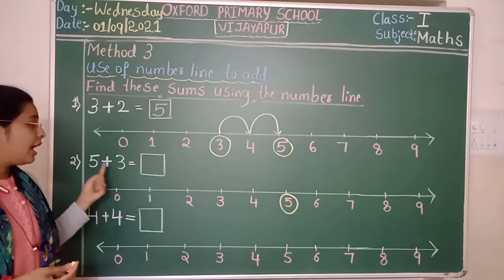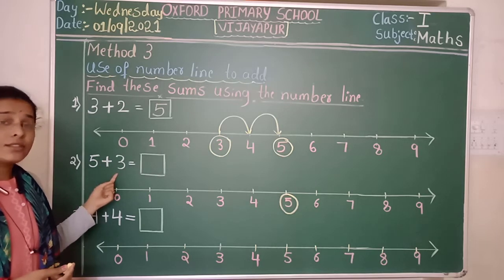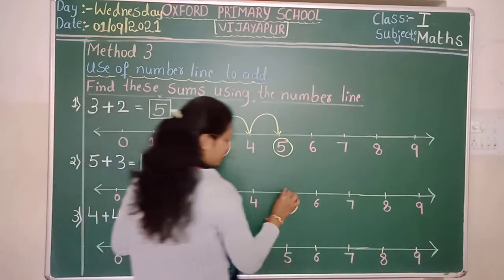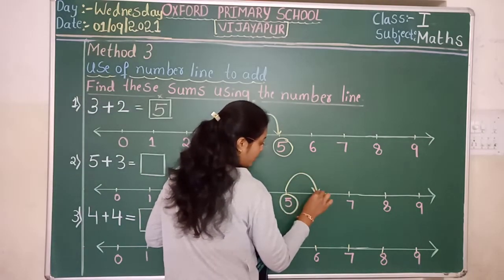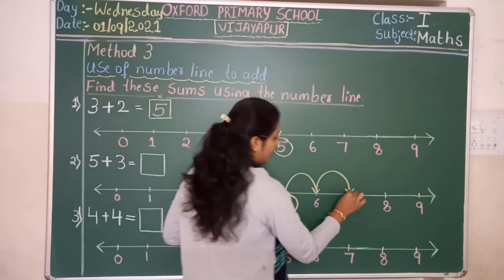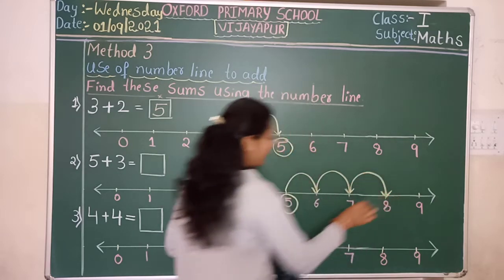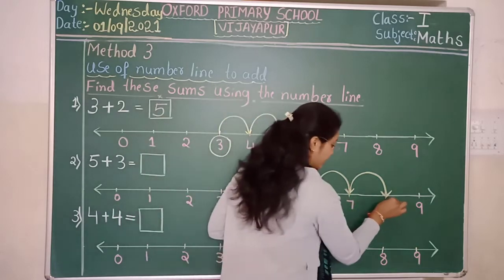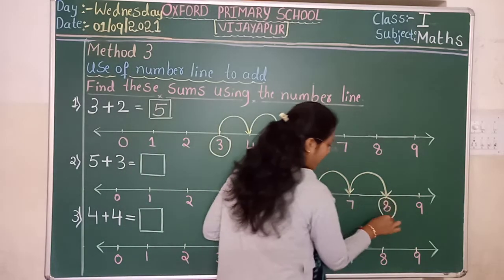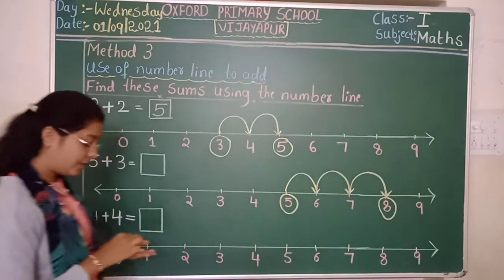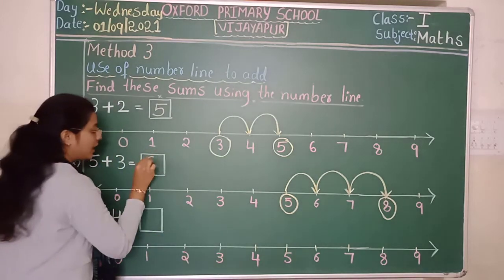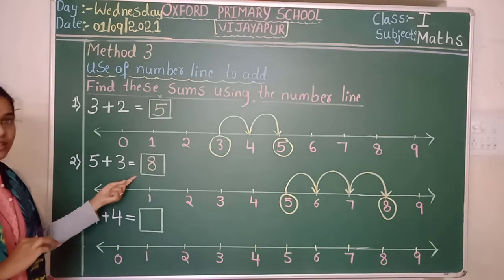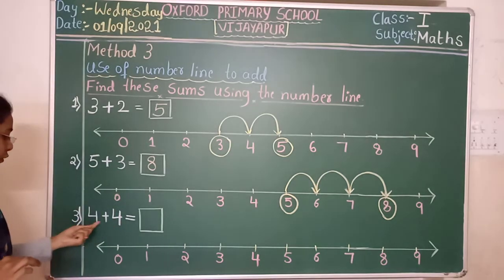Here, the second addend we are having is 3. So we have to count for 3 times. This is first, second, third. By seeing the second addend, we took 3 jumps. Where did we reach here? We reached on the number line 8. This is our answer. Next, 4 plus 4.